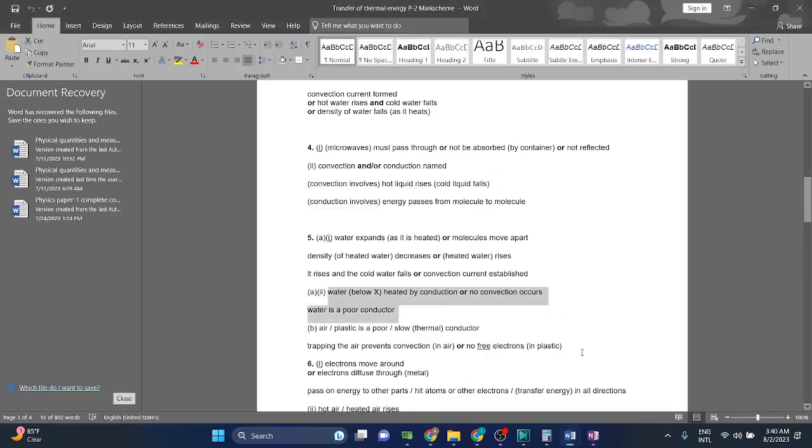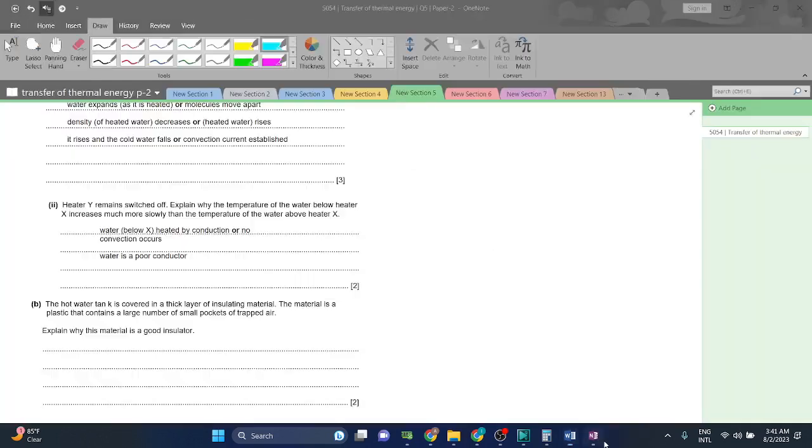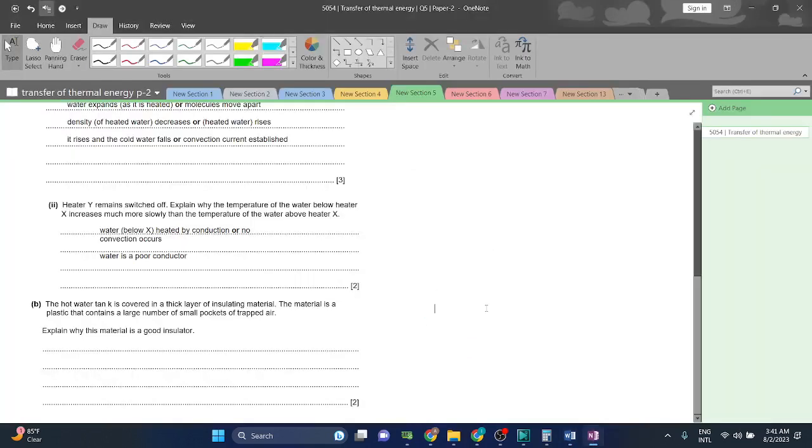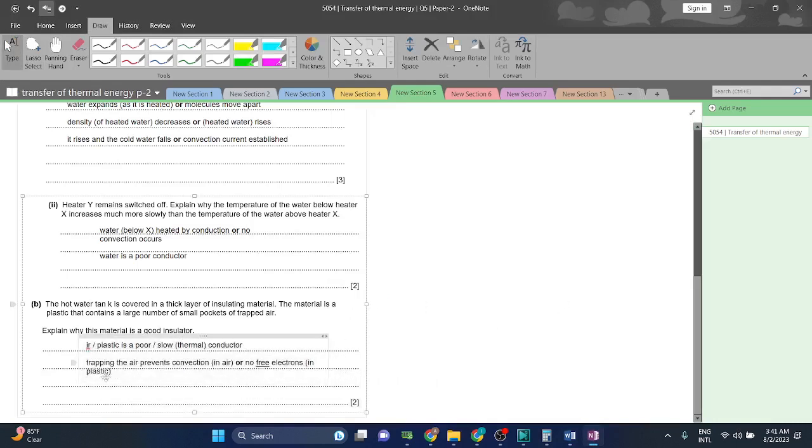So let's check the mark scheme. Air, plastic is poor. Like, these answers are so bad. Make a bit more effort, to help the student understand a bit more elaborately. So: trapping the air prevents convection in air. No free electrons in the plastic. Yeah, that is another factor that I did not mention.